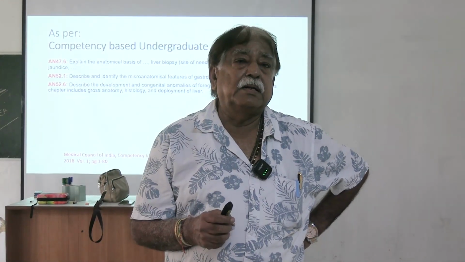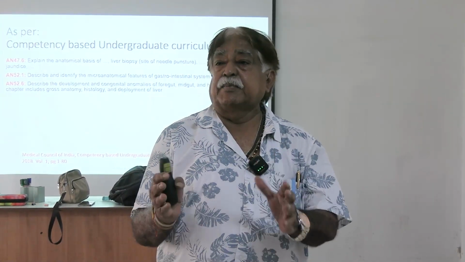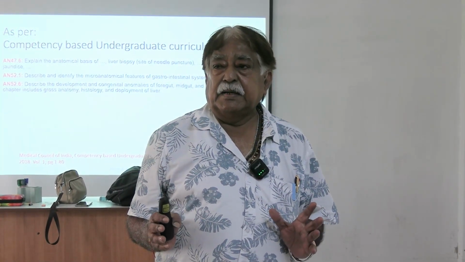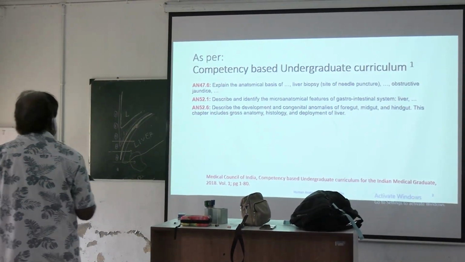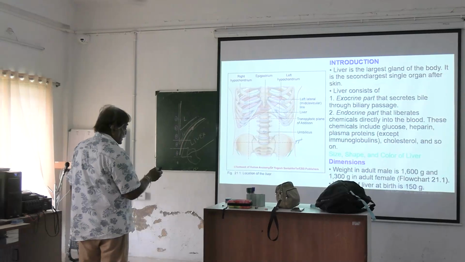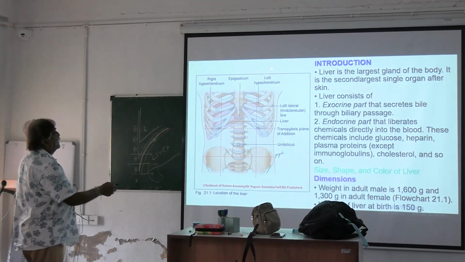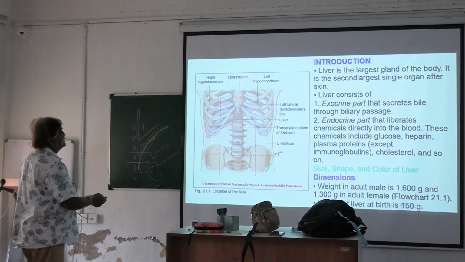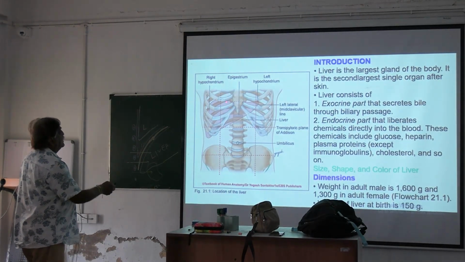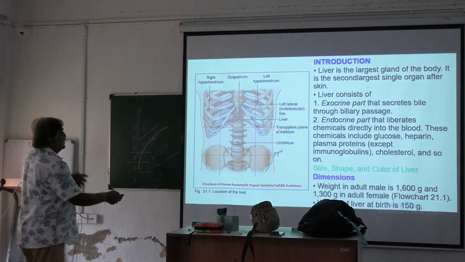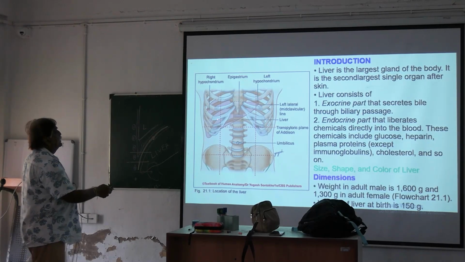Now, you have to hold it in anatomical position. See, the total: the right hypochondrium, epigastrium, and the left hypochondrium. This is the mid-clavicular line. This is the transpyloric plane. This is the umbilicus. This is the liver.